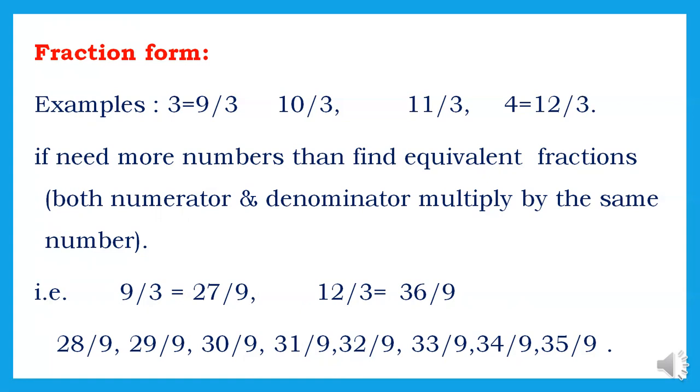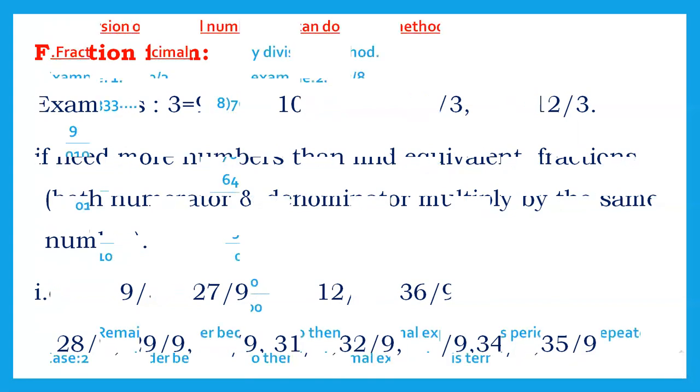So now 27 by 9 and 36 by 9, these numbers, now you can write many rational numbers in between these two fractions, that is 28 by 9, 29 by 9, 30 by 9, 31 by 9, 32 by 9, 33 by 9, 34 by 9, 35 by 9. Like this, if they give you any two rational numbers, you can convert into fractions, then you can find the many rational numbers between the given two rational numbers.